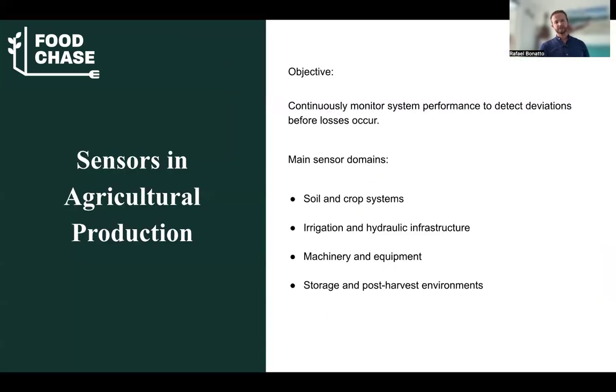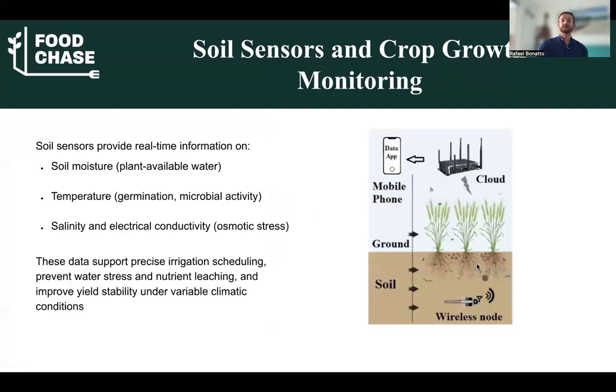Sensors in agriculture production. The objective of this sub-chapter is to show you that we continuously monitor system performance to detect deviations before losses occur. It's important, and it's backed up by sensors that are mainly divided into soil and crop systems, like I have mentioned before in the previous presentation, irrigation and hydraulic infrastructure, machinery and equipment, storage and post-harvest environments. Okay?